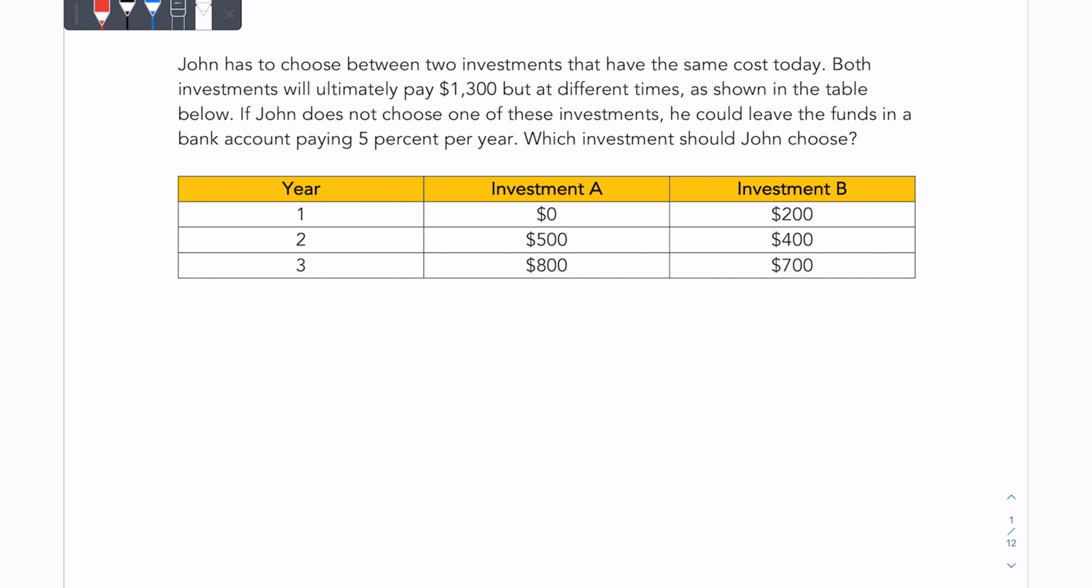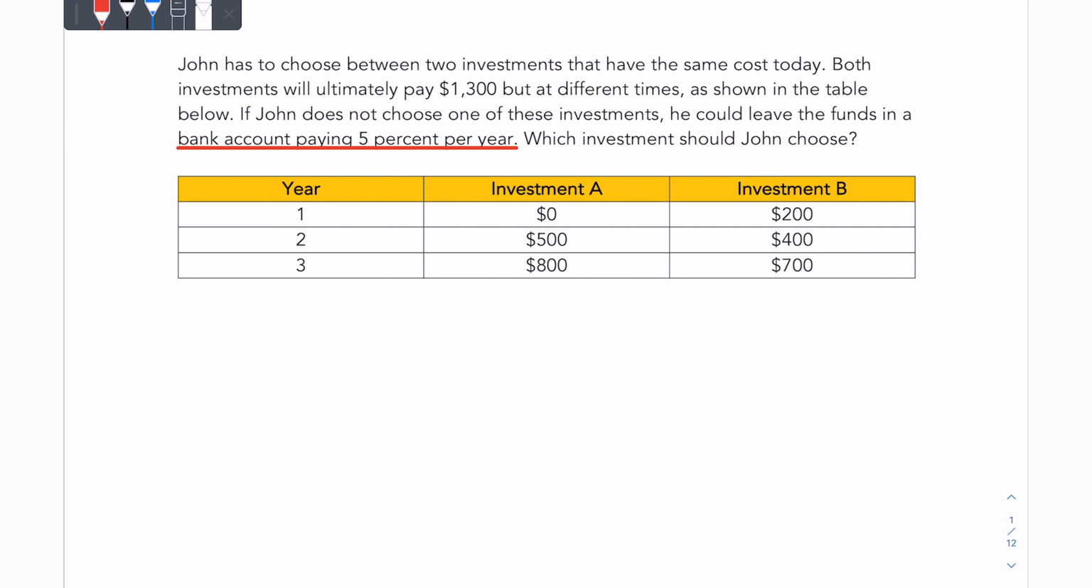Okay, so the first thing I'm seeing here is they've given you the discount rate. It said if he doesn't invest, he can put his money in a bank account, that's basically an opportunity cost, which in TVM we can use as a discount rate. So we're going to evaluate these two investments at a 5% discount rate. All you need to do to solve a question like this is find the present value of the two investments and compare them. So I'm going to start with investment A.